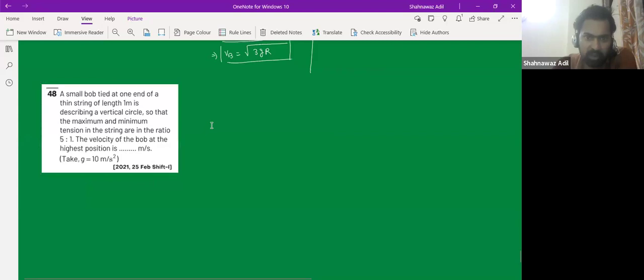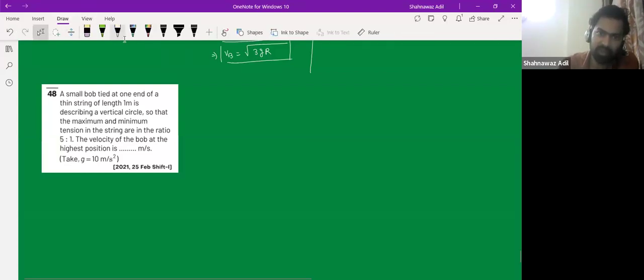A small bob tied at one end of a thin string of length 1 m is describing a vertical circle so that the maximum and minimum tension in the string are given. The velocity of the bob at the highest position is how much? So now we cannot neglect the minimum tension, right? They have given the relation, and we will use the idea that we have already done.